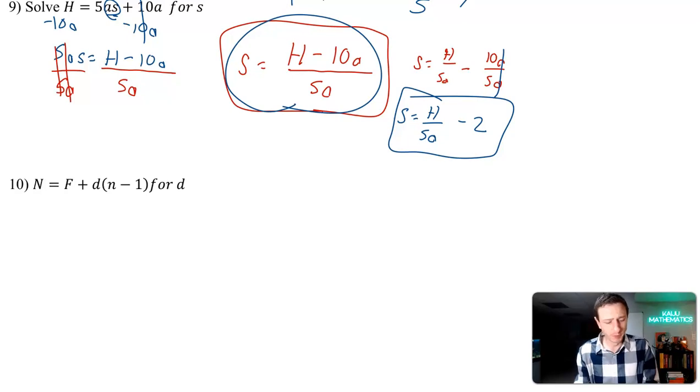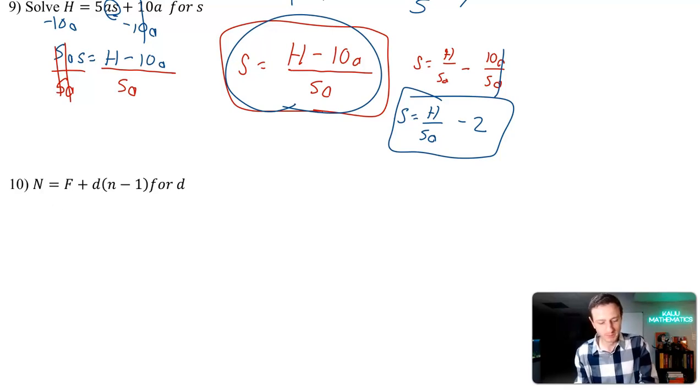Last one, solving for D. We have D right here. It says N is equal to F plus D times N minus 1. So I have D here, and I need to get that by itself. First of all, D is being multiplied by N minus 1, so I have to get rid of that multiplication of N minus 1. What else do I have to get rid of? I have to get rid of this plus F. So I'm going to have to subtract F from both sides first.